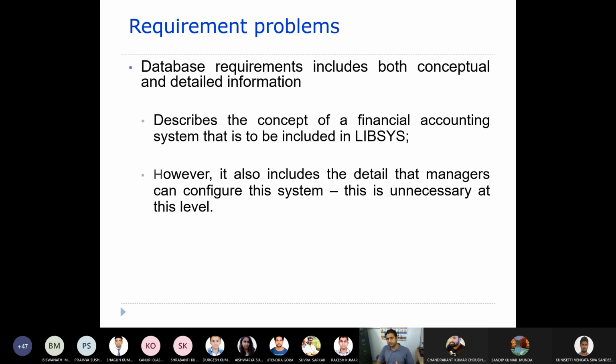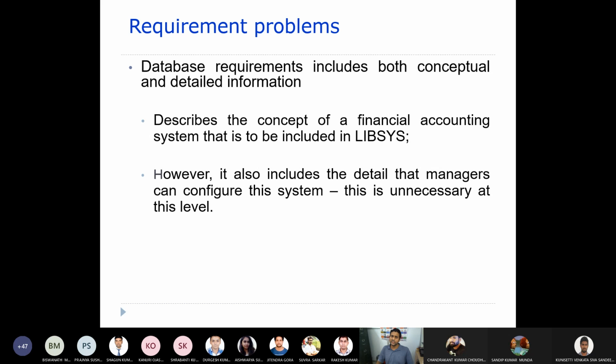Now, when you are describing the concepts of the financial accounting system that is to be included in the library system, it is unnecessary to include the details of managers who can configure this system. That is not really required at this point of time. So we should be talking about the financial accounting system only here. We should not talk about the discounted rates and all these things; they should be stated as another requirement. So it should not be mixed up here. There is no relevance.